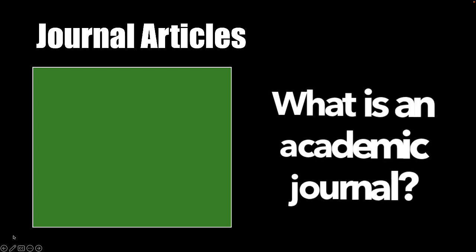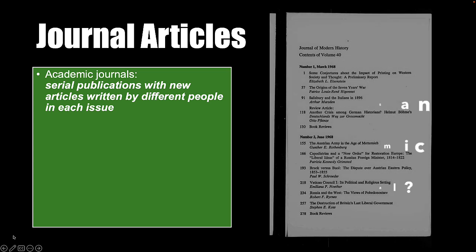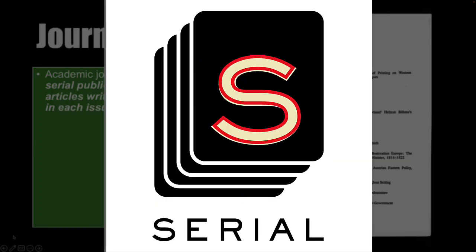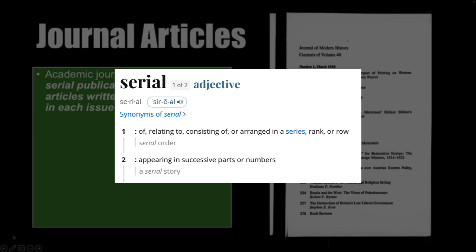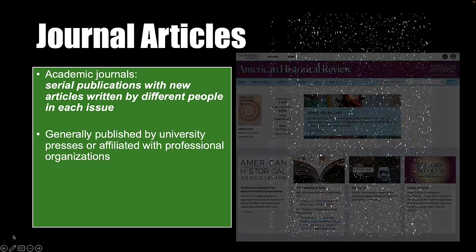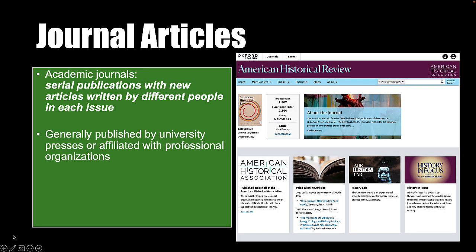But what is an academic journal? Well, academic journals are serial productions with new articles written by different people in each issue. And when I say serial production, I don't mean this or this, but this. Serial means regularly occurring, so it's a publication that comes out regularly, usually 1, 2, or 4 times a year. Academic journals are generally published by university presses, so they are, as you guessed it, peer-reviewed.